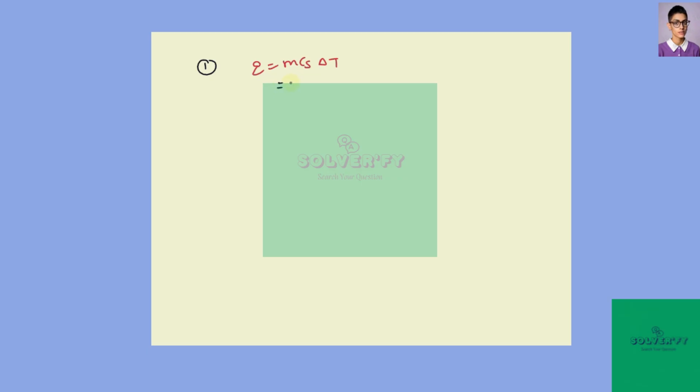So here the given mass is 100 gram, specific heat capacity is 1 calorie per gram degree Celsius, and delta T is 23 minus 19 degrees Celsius. So on solving this we get this Q value, which is equal to 400 calorie.